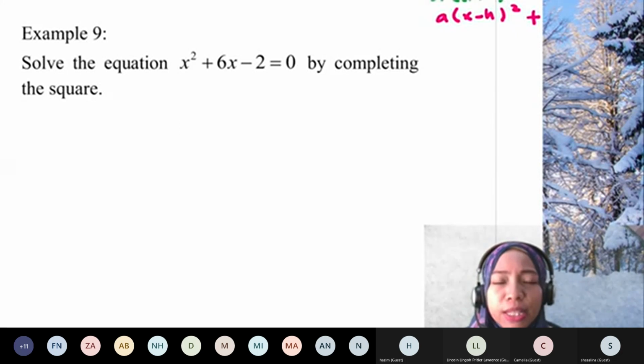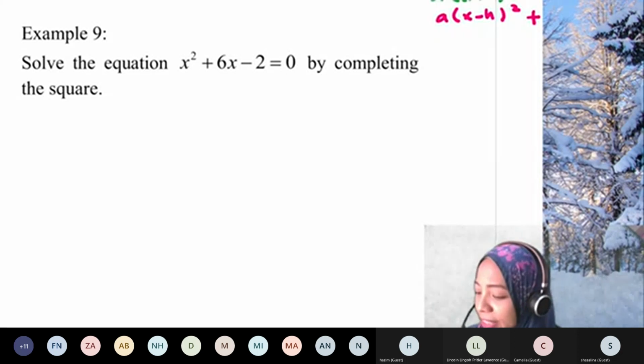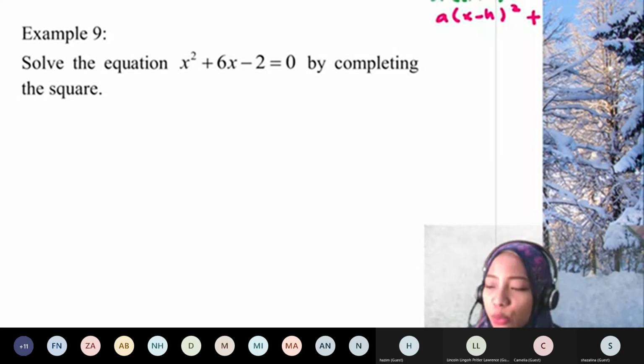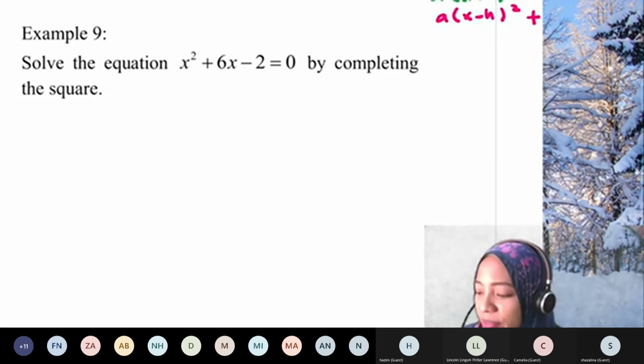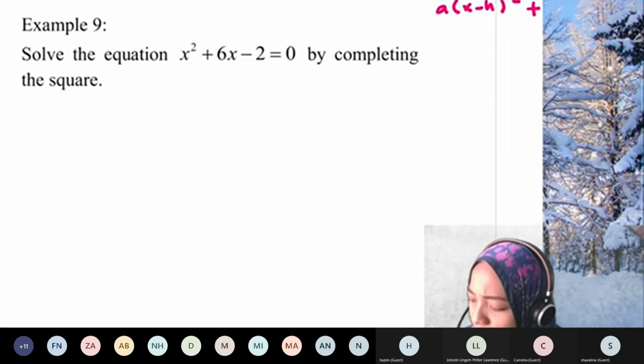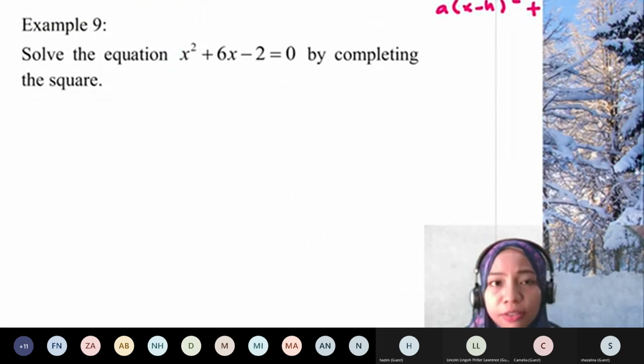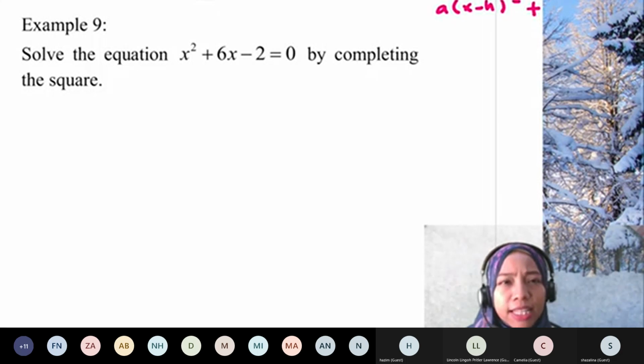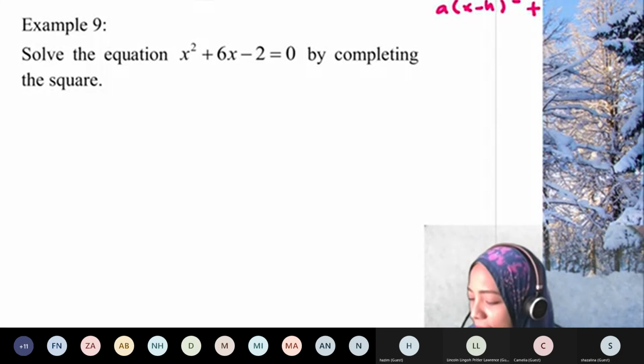Which biasanya dia tak tanya macam ni lah. Biasanya dia akan bagi yang ada coefficient kat depan. Okay, because ini level SPM square plus 6x ni. Kalau level metrik, dia letak 3 kat depan tu. Okay. So, solve the equation. First step, everything is fine because it is in the form of ax square plus bx plus c, semua dah belah kiri, so tak ada masalah.